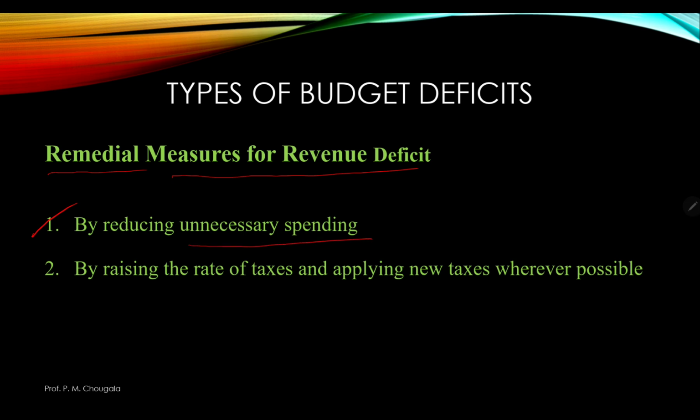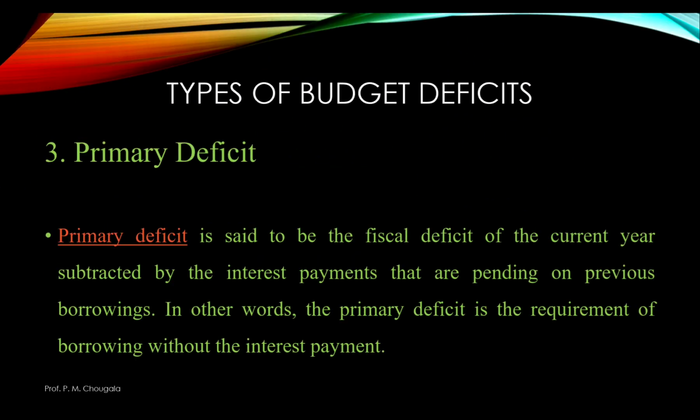So the solution is the same as the fiscal deficit remedy. Here we have to reduce unnecessary spending. And the second thing is by raising the rate of taxes and applying new taxes wherever possible. So these are the two measures to remove the revenue deficit.